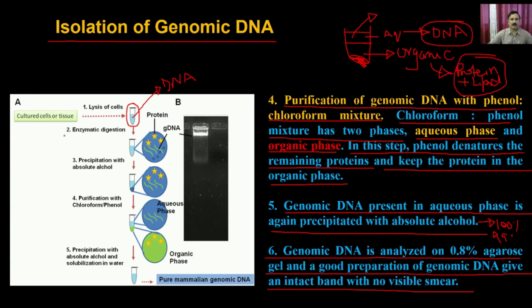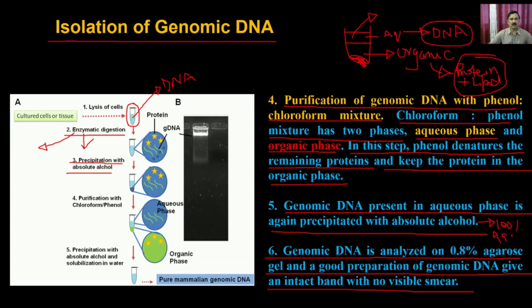Then you have to do enzymatic digestion. The enzymatic digestion is done with the help of proteinase K as well as SDS. Once you do that, it is going to degrade the proteins, and that's how it is going to remove all the protein except the minor fractions. And then after that, you have to do a precipitation with the absolute alcohol.